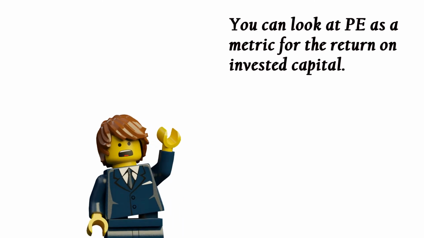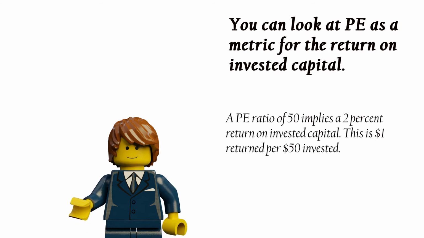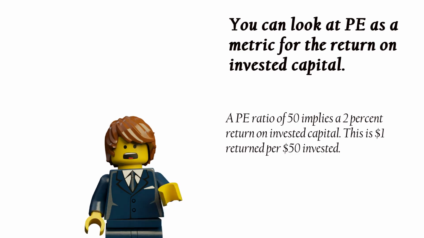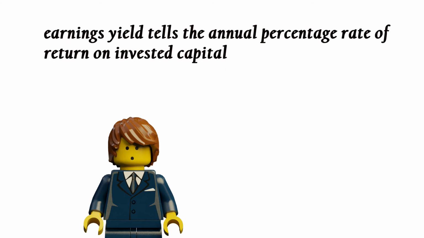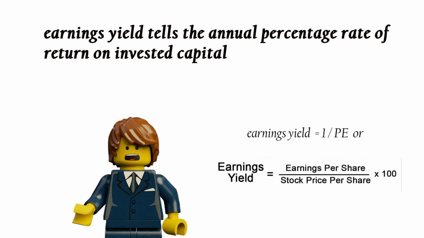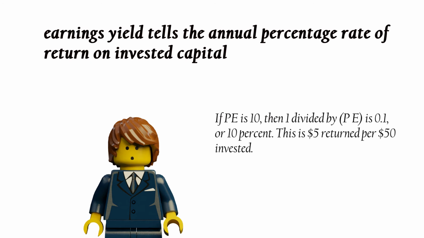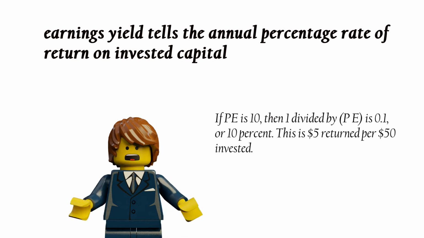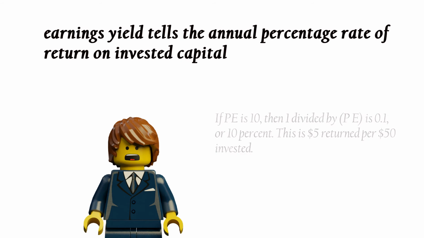You can look at PE as a metric for the return on invested capital. A PE ratio of 50 implies a 2% return on invested capital. This is $1 return per $50 invested. If you turn the PE ratio upside down, a greater revelation occurs. The inverse PE ratio, known as earnings yield, tells the annual percentage rate of return on invested capital. The formula is 1 divided by PE. If PE is 10, then 1 divided by PE is 0.1, or 10%. This is $5 returned per $50 invested.